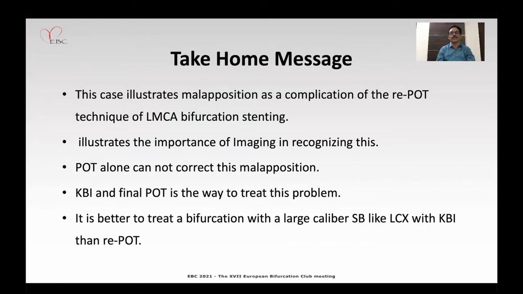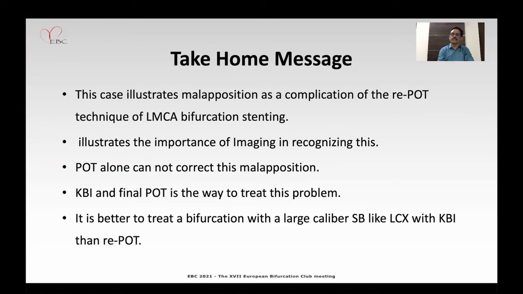So the take home message is that malapposition is a real complication following REPOT, and the uniqueness of malapposition is that it is not confined to the proximal main vessel, but it will go well into the distal main vessel. And it cannot be corrected by a proximal POT alone. The ideal way to correct this would be kissing followed by POT. The kissing will correct the malapposition in the distal main vessel, which is LAD here, and the final POT will correct the malapposition in the LMCA, which is the proximal vessel.